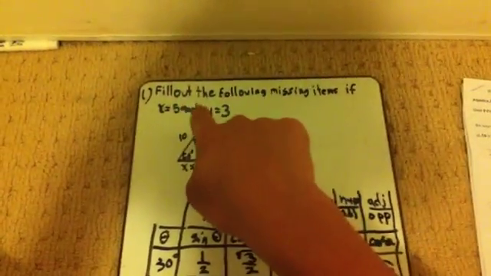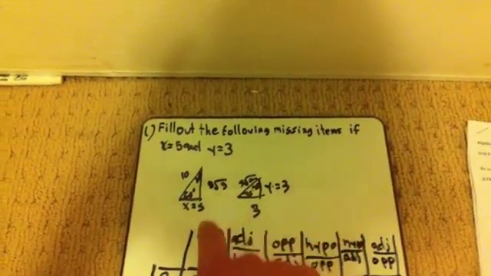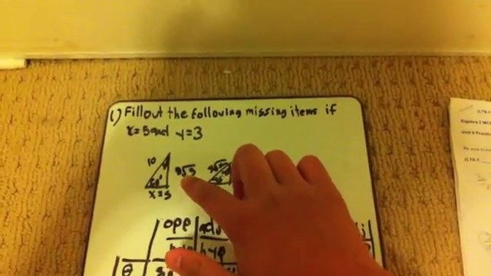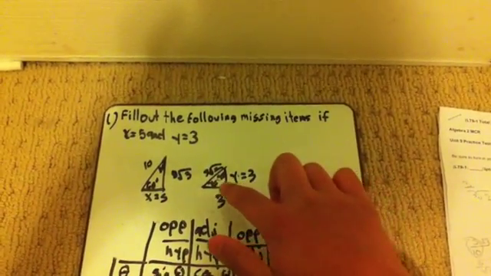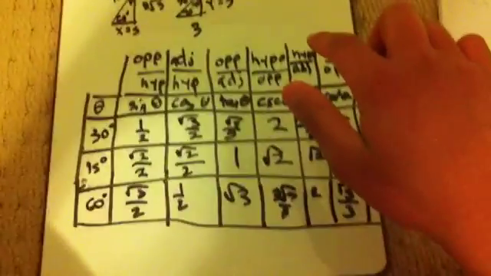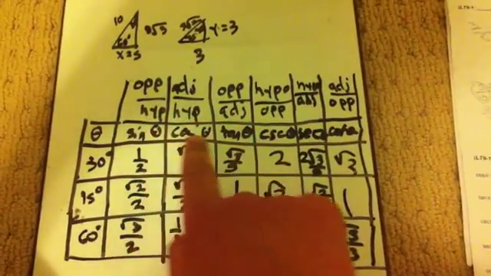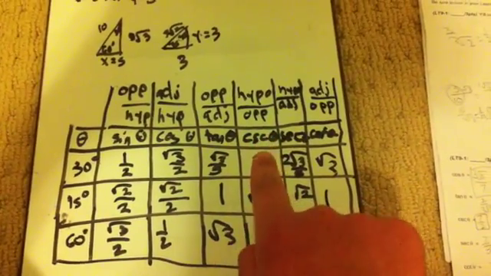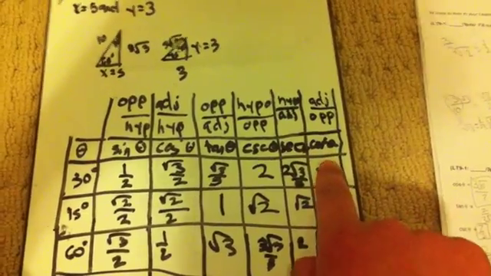For number 1, which is fill out the following missing items if x equals 5 and y equals 3, we use the triangles, the 30-60 triangle and the 45-45 triangle, and what we're finding is the sine, the cosine, the tangent, the cosecant, the secant, and the cotangent.